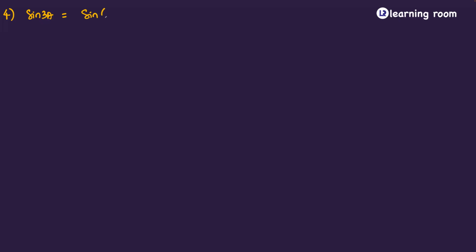So sin 3a, you can write it as 2a plus a. Right. So sin of 2a plus a is going to be sin 2a cos a plus cos 2a sin a. Right. So sin 2a, in terms of sin, there is only one identity. What is it? It's 2 times sin a into cos a.